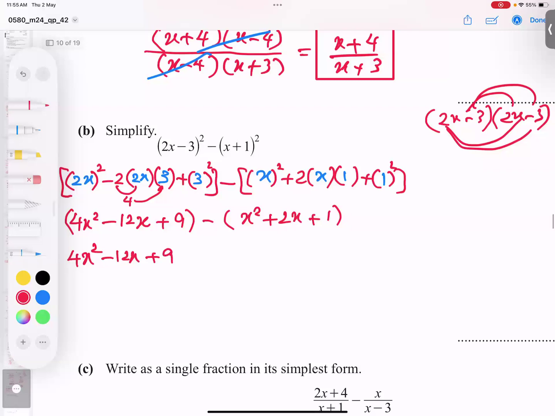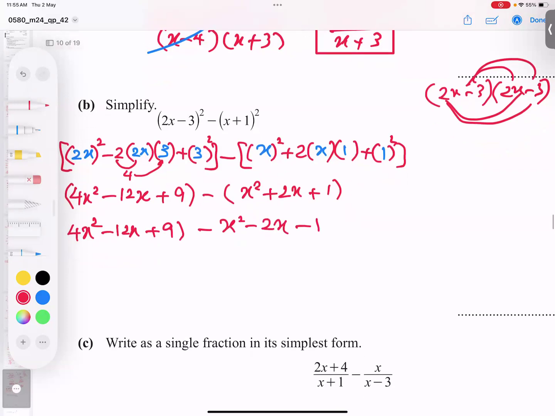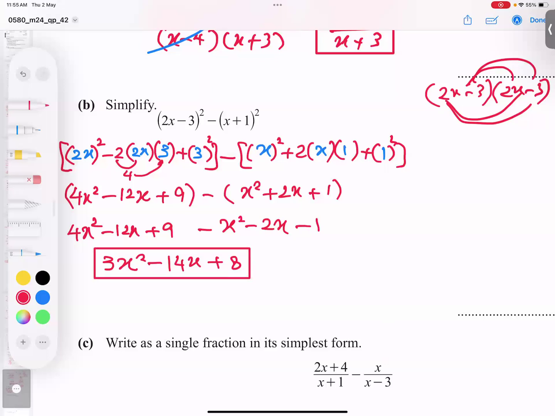But here all signs will change. X square becomes negative, 2x becomes negative, 1 becomes negative. And I have to erase this bracket. 4x squared and minus x squared, opposite sign, subtract. I got 3x squared. Minus 12, minus 2x, same sign, add. I got minus 14x. 9 and minus 1, opposite sign, subtract. I got 8. This is my final answer.